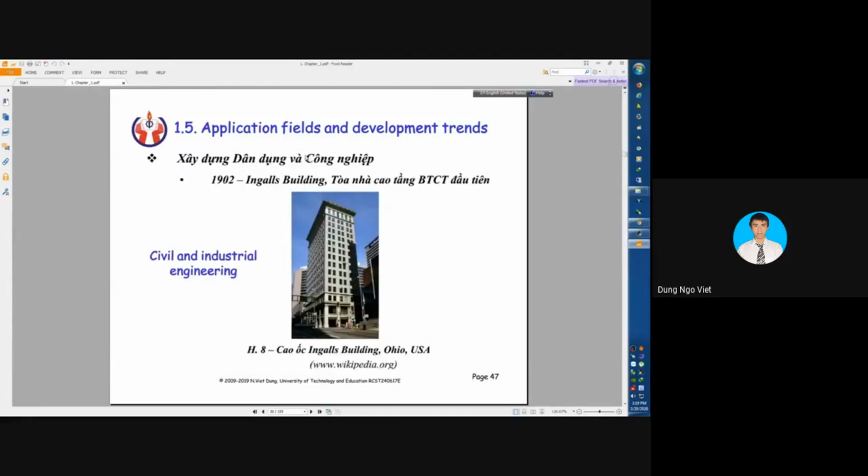For example, in civil and industrial engineering, this is an application field. We use the reinforced concrete structure for civil and industrial engineering. For example, here is a high-rise building in Ohio State in the United States.